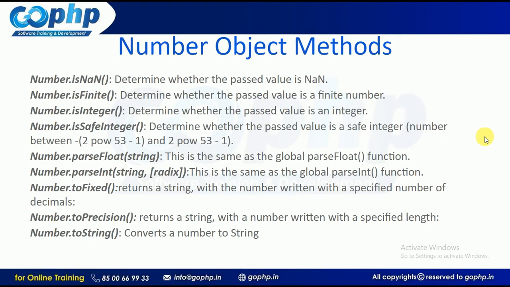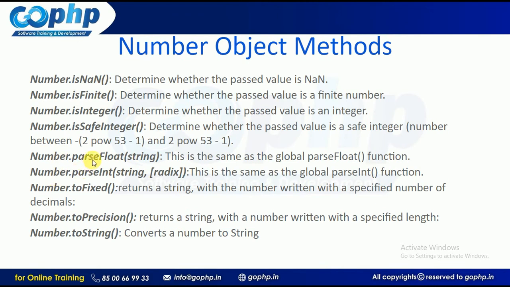Here we have some Number object methods, guys. isNaN: by using this method we can check whether the entered value is a number or not. isNaN means is not a number, then it is going to return true. If it is a number, it is going to return false. isFinite checks whether the number is a finite number or not. isInteger checks whether the number is an integer or not. isSafeInteger checks whether the value you entered is within the given range or not. That is exactly the duty of these methods, guys.